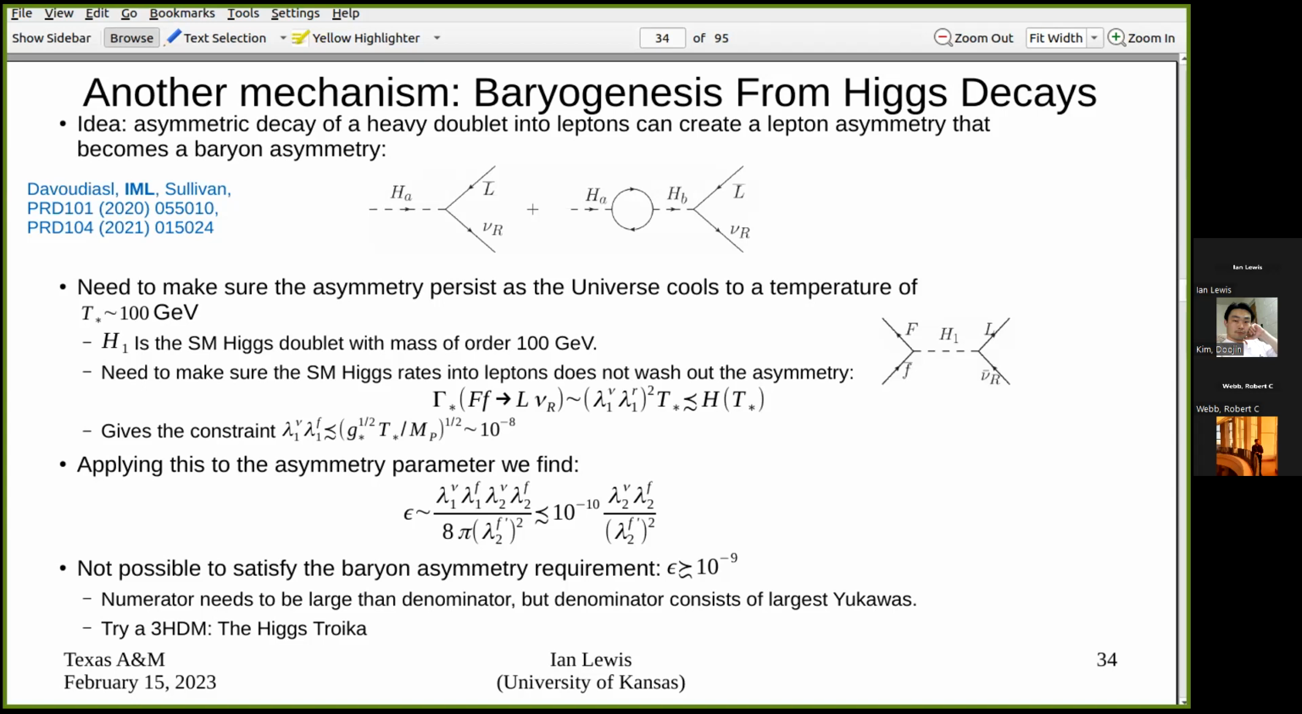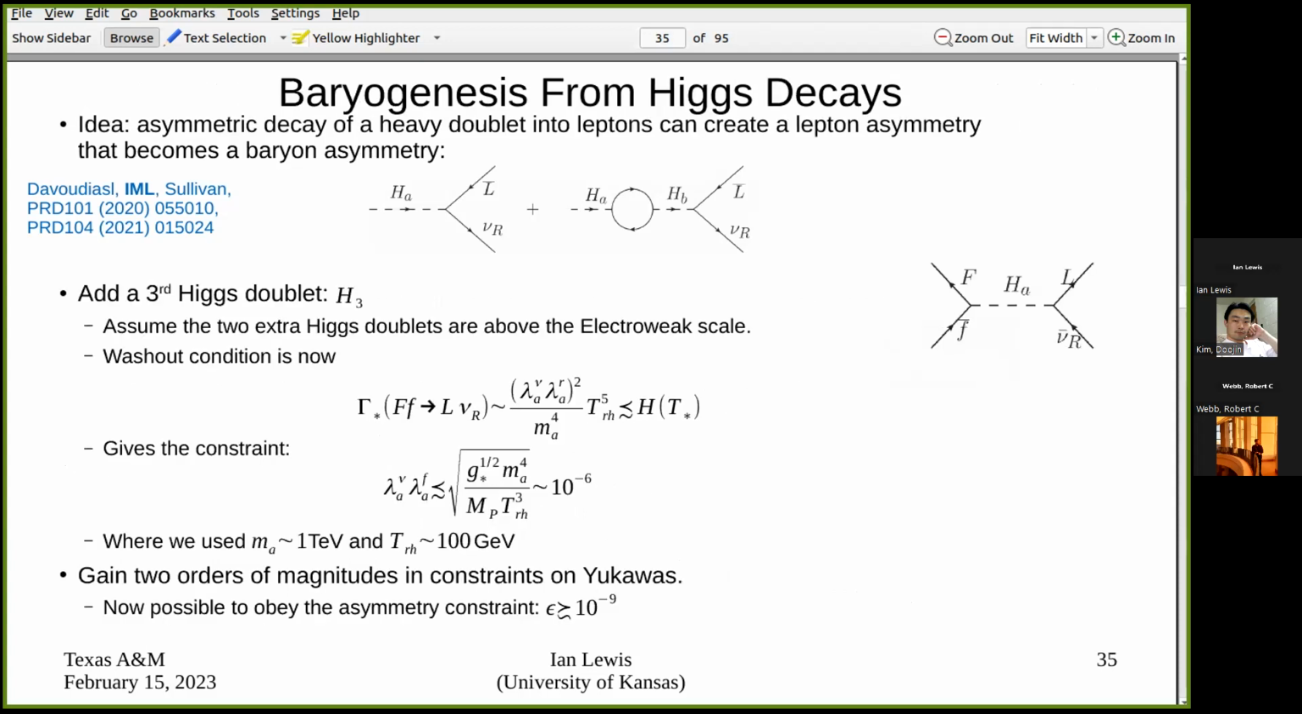So this is actually why you want to do 3HDM, so we weren't just getting completely crazy and adding the Higgs. So this is the Higgs troika. You can do that. So you add a third Higgs doublet. So in this case, this can be one Higgs, this can be another Higgs. But now the washout condition, I don't worry about the Standard Model Higgs because it's not inside of these things. It is HA. And if I assume it's heavy, it's completely different, because now it's a matrix element squared again. Now I have the coupling squared of this, the coupling squared of that. But this just becomes 1 over the mass squared, because I assume it's much heavier than the temperature.